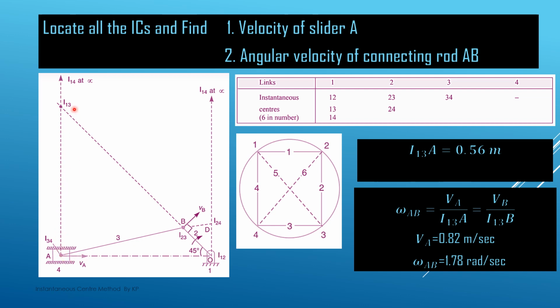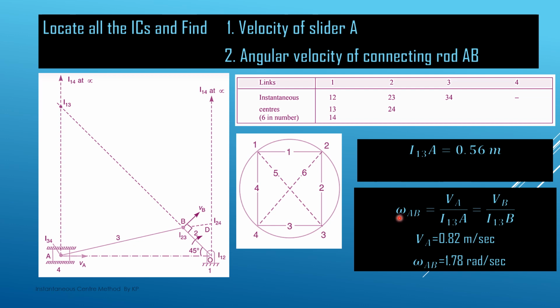Because there are a number of ICs, we have to see which IC we have to consider. To find out the velocity of this slider, we have to consider I13, because that IC is related to the slider. So we can measure the I13 and A distance. As we have already discussed, this is a graphical method, so we have to measure this I13 and A, and it comes out to be 0.56 meter.